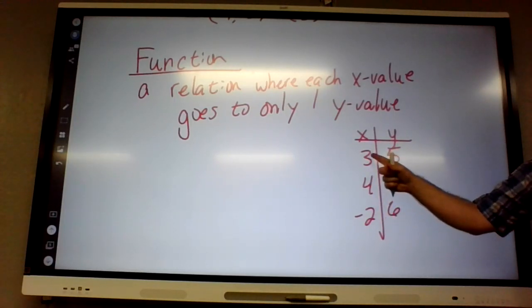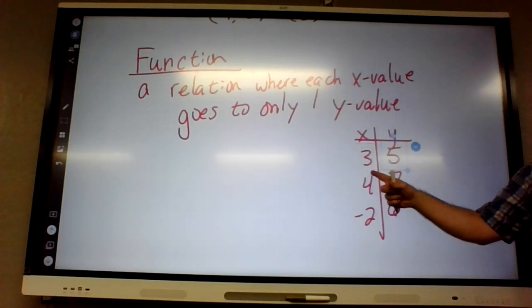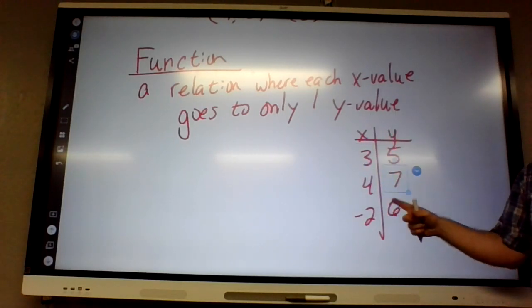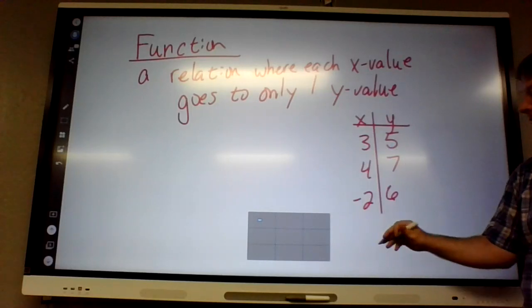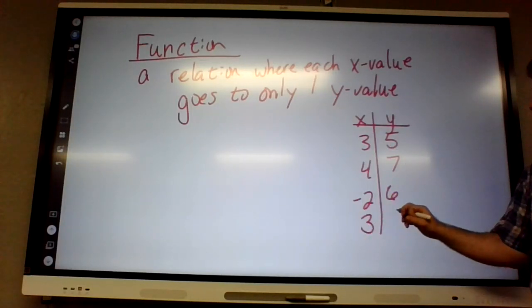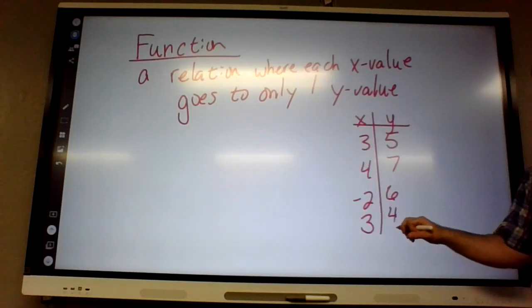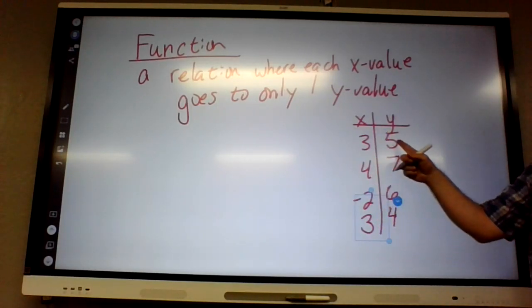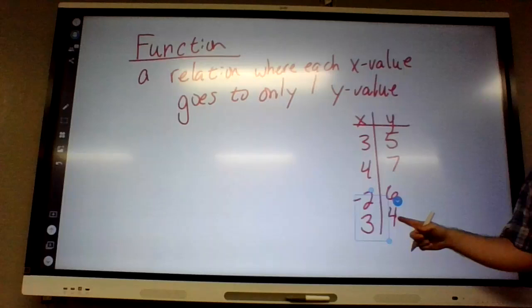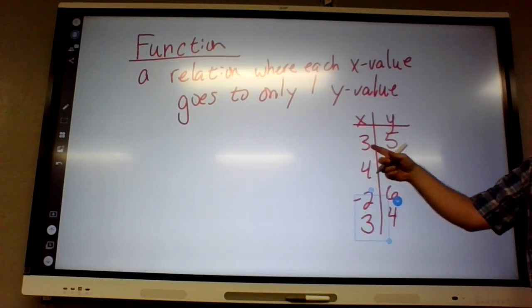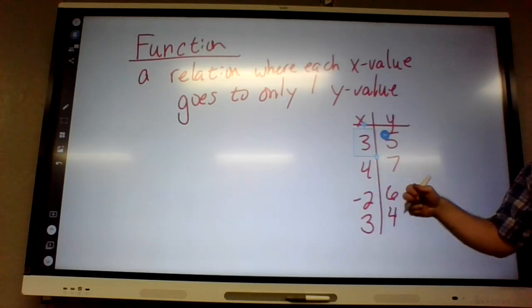So yeah, this is a relation and it's a function. Each x value only goes to one y value. But how do I make it not a function? Okay, if I do something like this, now 3 is going to 5 and 3 is going to 4. So this is not a function. Basically, if you see a repeat on the x's, it's not a function.